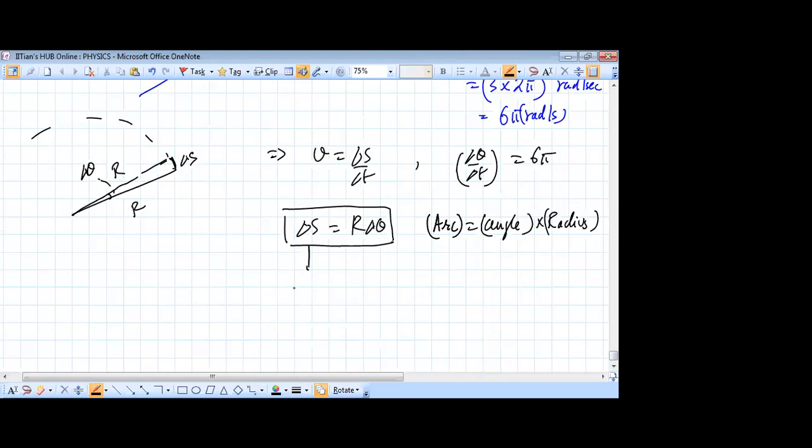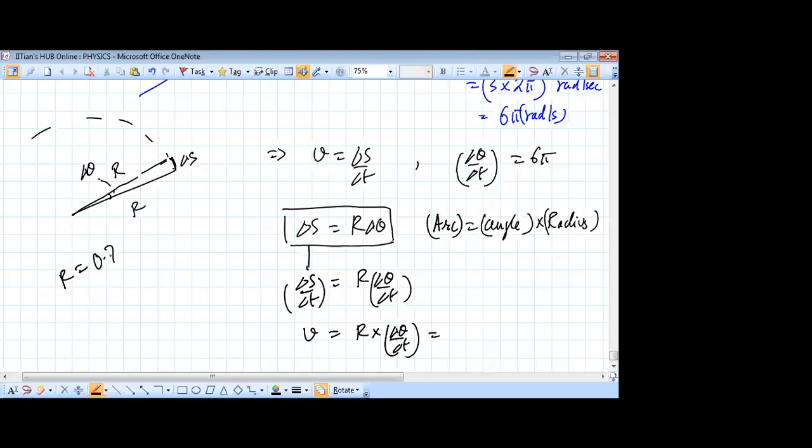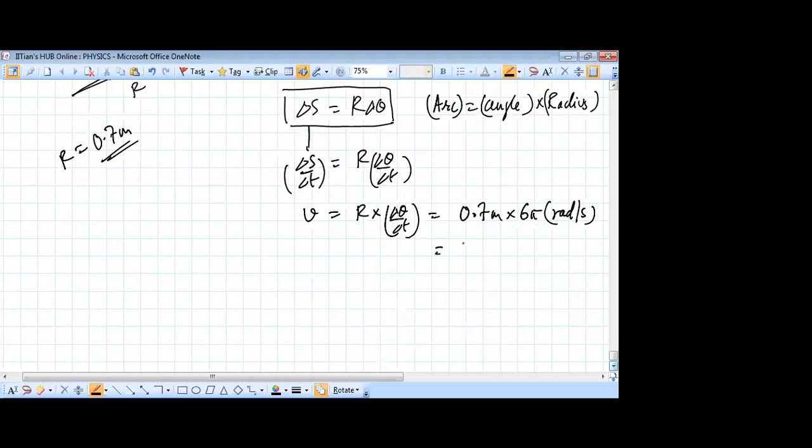Okay, good. So now if I divide by time on both sides, delta S by delta T is equal to R into delta theta by delta T. This delta S by delta T is nothing but the instantaneous velocity of magnitude, and R into delta theta by delta T is R into the angular velocity. Now the radius was given in question 11: the length of the string holding is 0.7 meters. So the radius is 0.7 meters, multiplied by this angular velocity, which is 6 pi radians per second. So it will become 6 into 0.7, that is 4.2 pi, and the unit will become meter per second because radian is a dimensionless quantity.